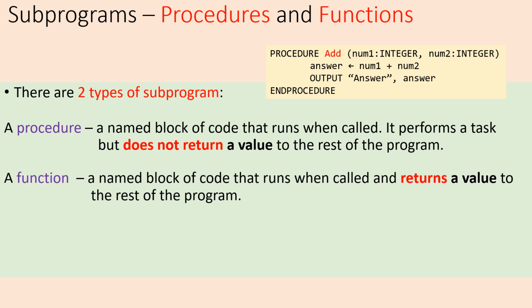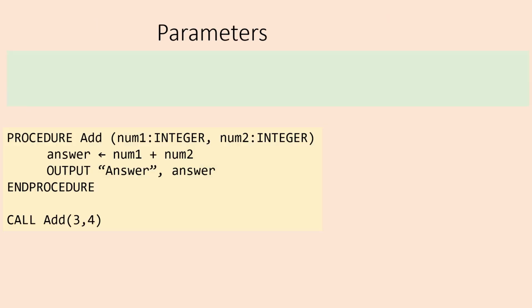Whereas a function is pretty much exactly the same as a procedure. It's a named block of code that runs when it's called, but the difference is a function will return a value to the rest of the program. In the next video, or the video after it, we'll see how that works. Right, next keywords: parameters and arguments. Those are pretty important if you have to talk about how subprograms work.